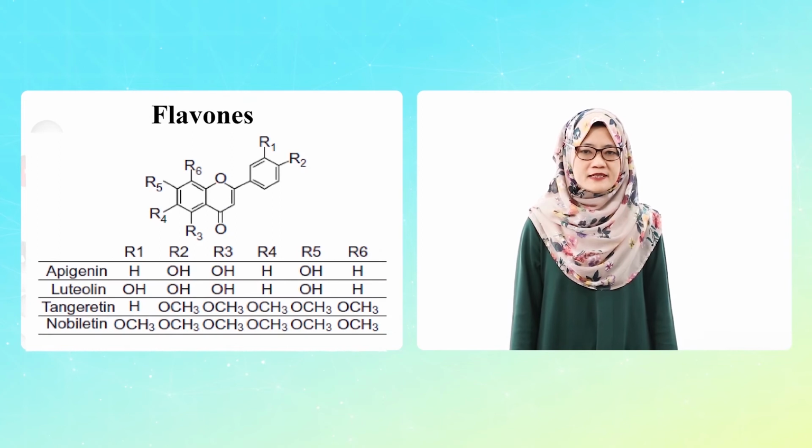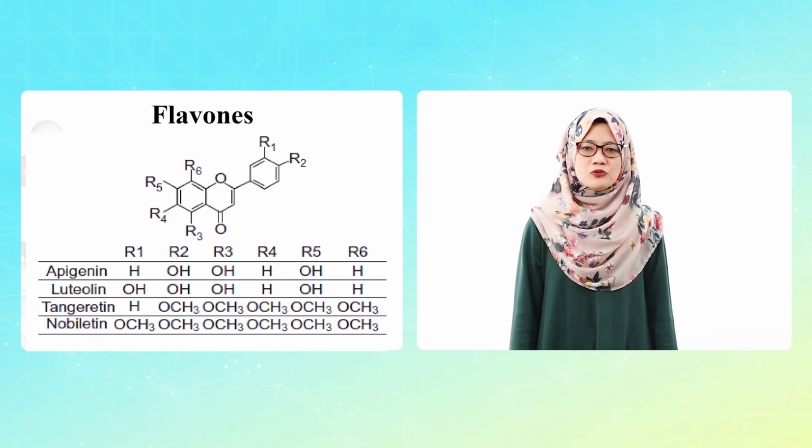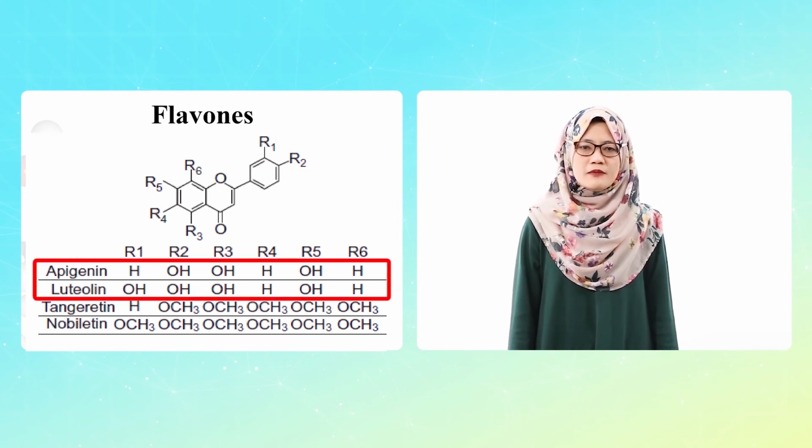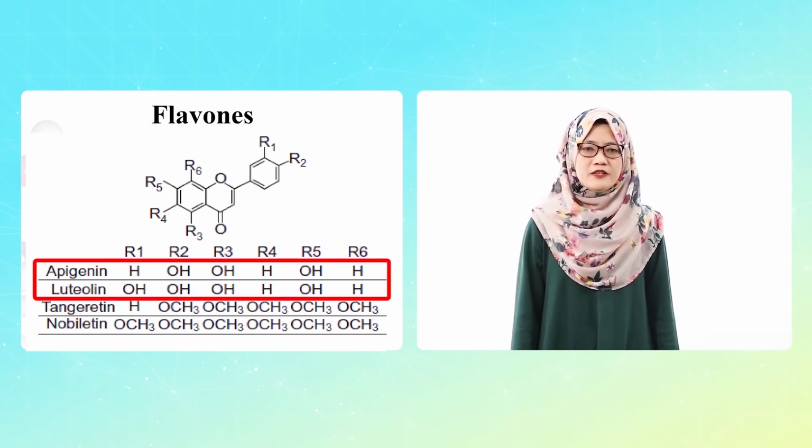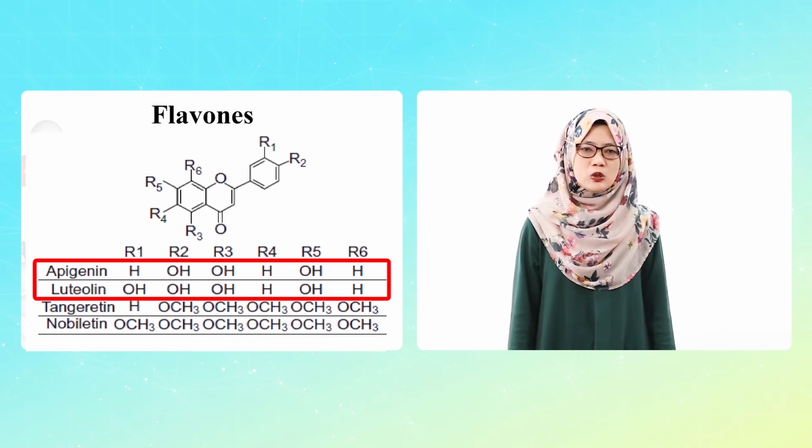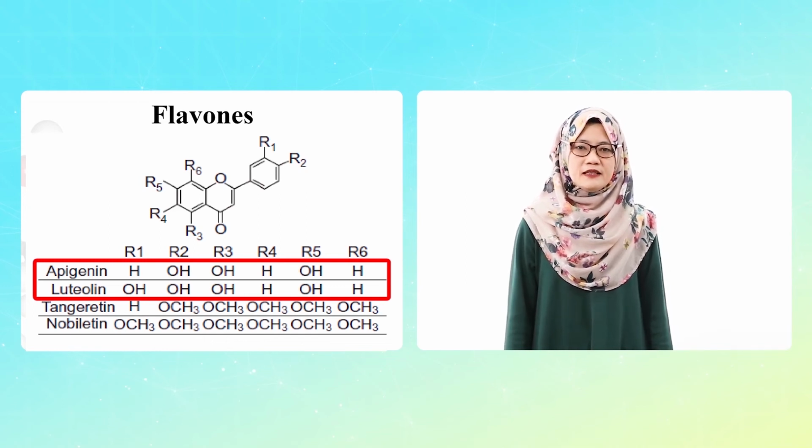The most basic structure of flavonoids is flavones. They contain a keto group in carbon 4, a double bond between carbon 2 and carbon 3, and a B ring is attached to carbon 2. The most abundant flavones in fruits and vegetables include apigenin and luteolin.